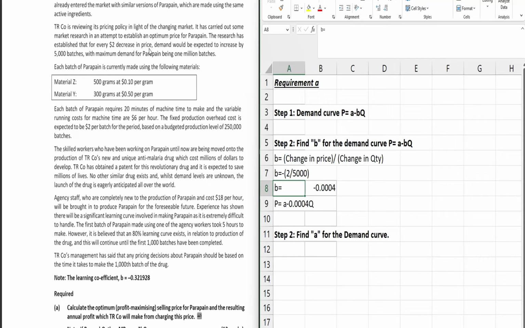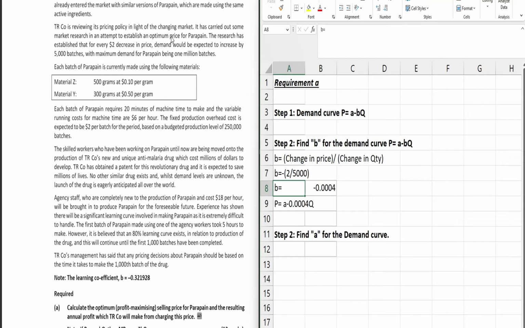But here the question already mentioned that the price will decrease by 2, whereas our quantity demanded will increase by 5,000. So they already provided us the change in the price and the change in the quantity. So we will simply take these values. 2 divided by 5,000, and it will be negative, that is B equal to minus 0.004. As I said, it will always be negative.